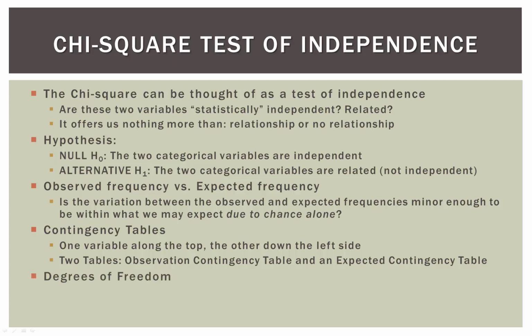And degrees of freedom. And again, I'm not going to describe what degrees of freedom are in this video, but just keep in mind that when we have a chi-square with two variables with multiple rows and columns, the degrees of freedom are the number of columns minus 1 times the number of rows minus 1, and that equals our degrees of freedom.